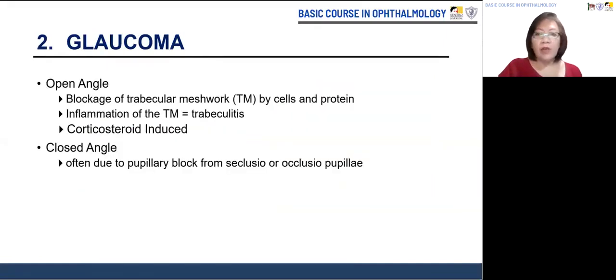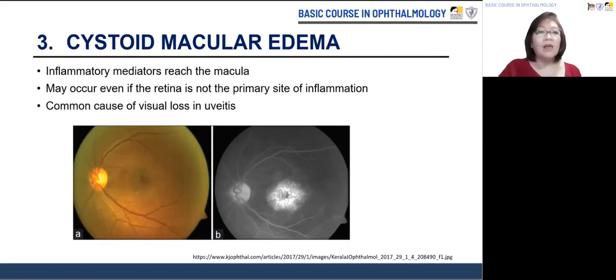Patients with chronic uveitis may develop glaucoma of varying mechanisms. Open-angle glaucoma may result from blockage of the trabecular meshwork by inflammatory cells and protein, inflammation of the trabecular meshwork, or as a complication of prolonged steroid use. As I also mentioned earlier, pupillary block secondary to seclusio or occlusio pupillae can lead to development of secondary angle closure glaucoma. Cystoid macular edema occurs when inflammatory mediators reach the macula.